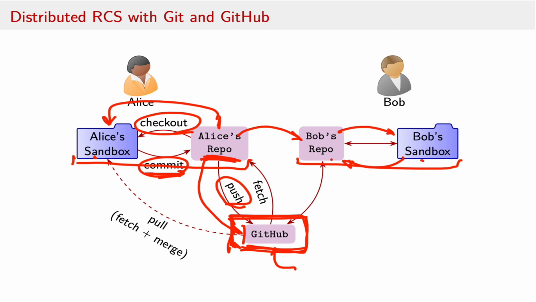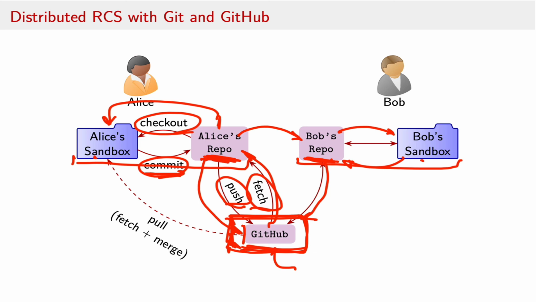And then let's say that at some later time, Bob had done a push to this centralized repository on GitHub, and Alice wanted to consume those changes. The command that she would use to pull the changes up on GitHub into her local repo is called fetch. So she would now have the changes that Bob had pushed to GitHub available in her local repository.